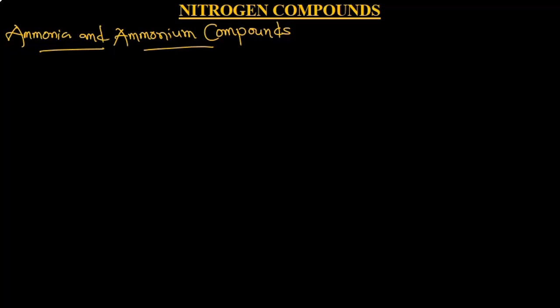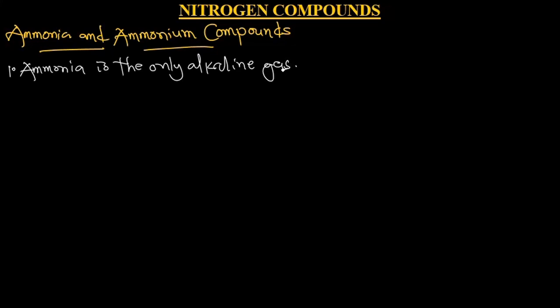In this video, we'll be looking at ammonia and ammonium compounds. Now, here are some few things you need to know about ammonia. The first thing is that ammonia is the only alkaline gas, and then we test for ammonia using damp red litmus paper.